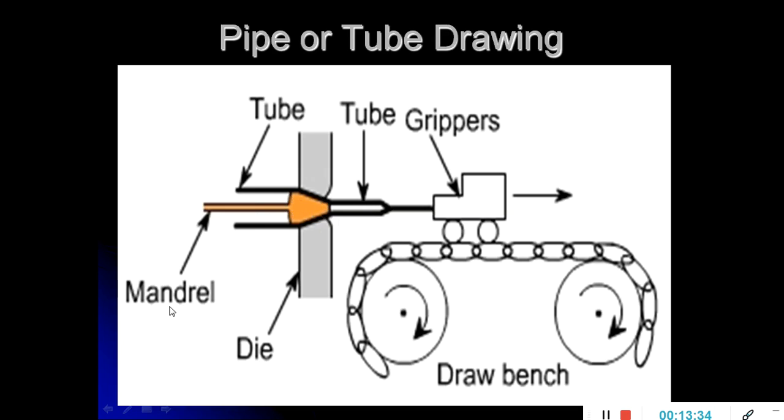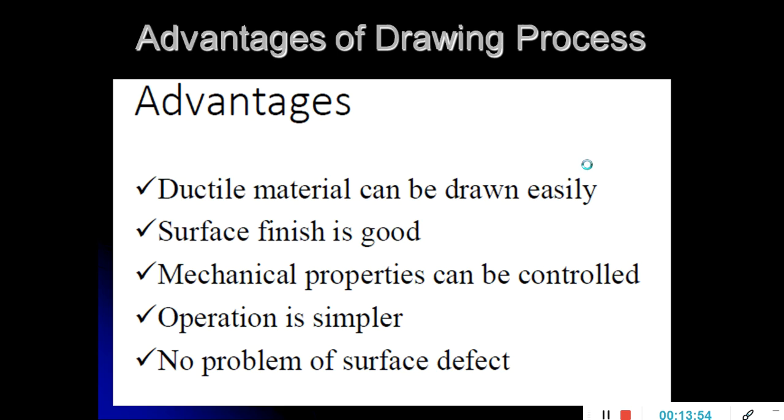Now you may ask, what is the purpose of the mandrel? The mandrel is used inside the tube to maintain the diameter of the drawn tube. That's why this mandrel is used. So this is known as the pipe or tube drawing process.